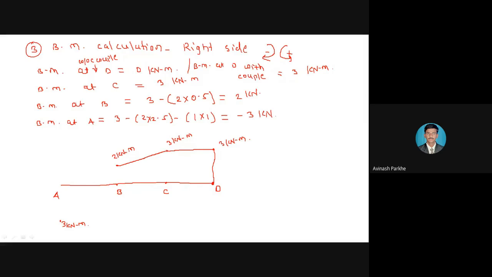Now please tell me, in portion A and B the UDL is present. How to draw from point B to A? Parabolic curve. A parabolic curve here, and your bending moment diagram changes sign from positive to negative.